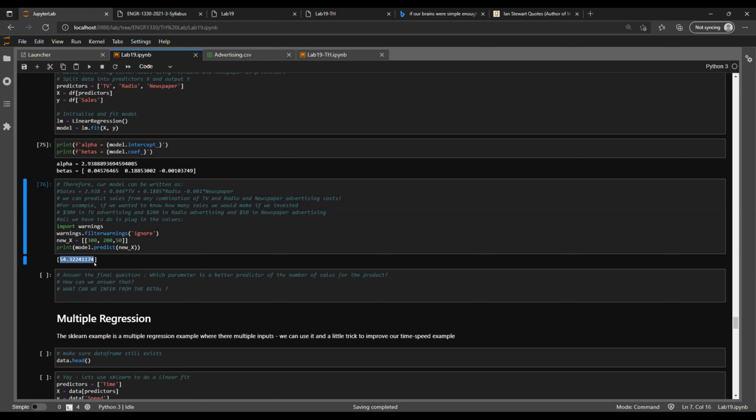So, final question. Which parameter is a better predictor of the number of sales for the product? Which budget? TV, radio, or newspaper? What do you guys think? TV. Why is that?